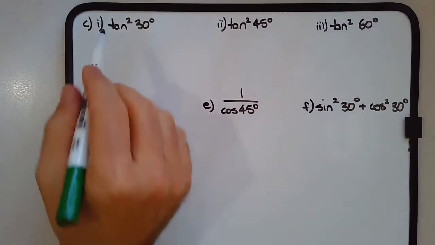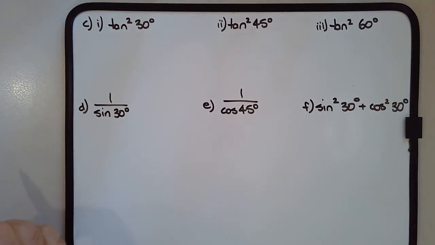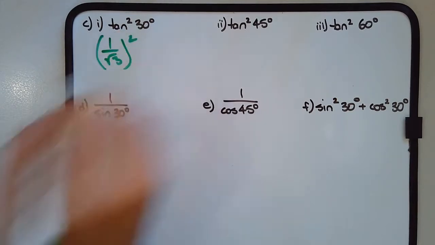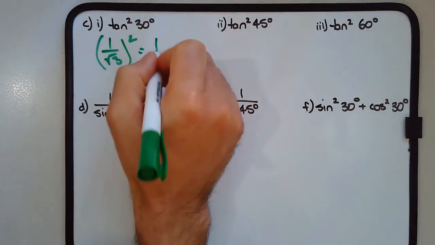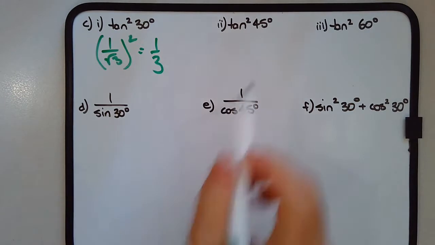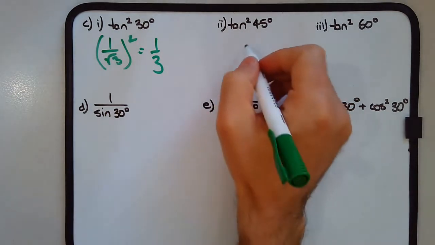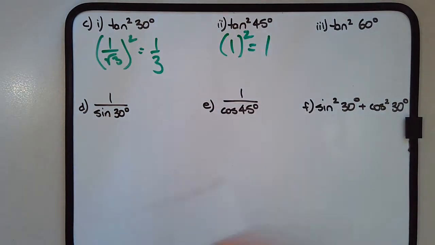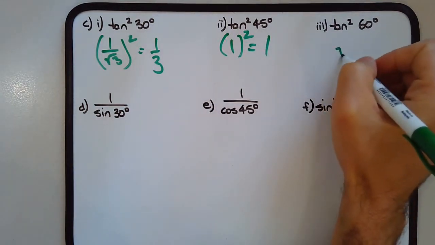tan. All right, so tan squared of 30. We know that tan of 30 is 1 on root 3. Okay, square that, and you get 1 on 3. That's nice. Now, tan squared of 45. Well, tan of 45 is just 1 squared, and that gives us 1. Tan squared of 60. Well, we know that tan of 60 is root 3.